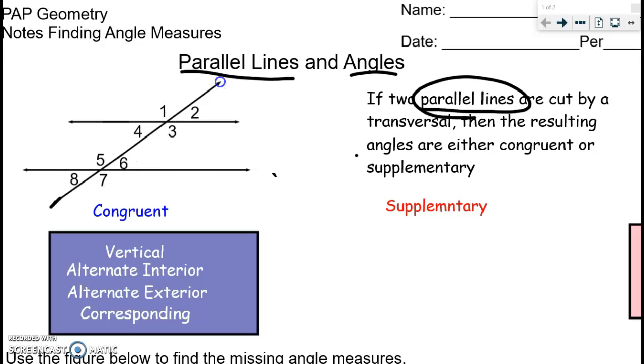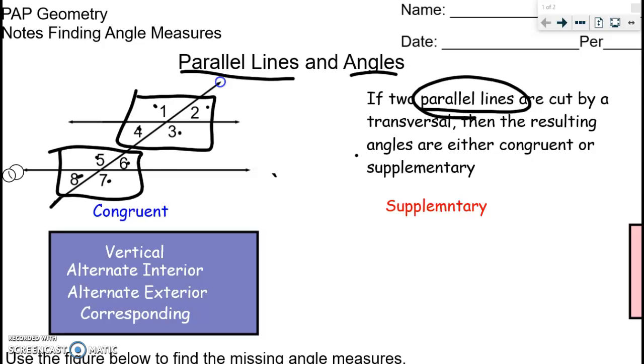Also corresponding angles, meaning you remember if we trap this in a box, they're in the same spot in the box. So 5 and 1, 7 and 3, 6 and 2, 8 and 4. Those are all congruent angles.